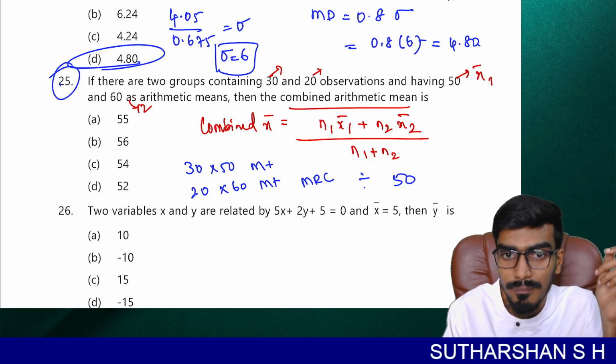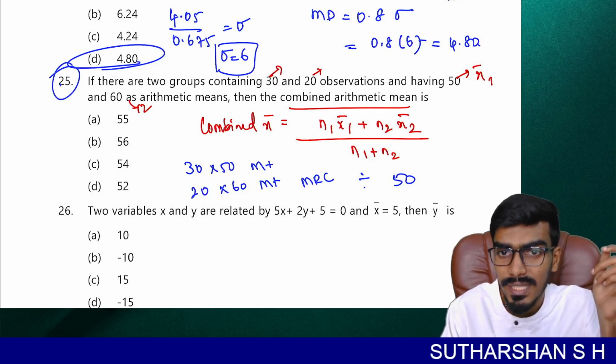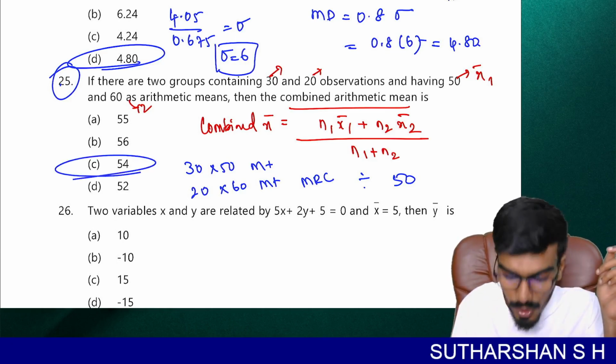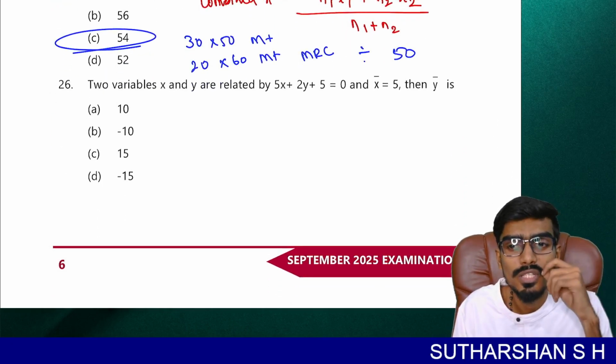30 into 50 m plus 20 into 60 m plus MRC divided by 50. You will get an answer 54. Option C is your answer. Now come to question number 26.